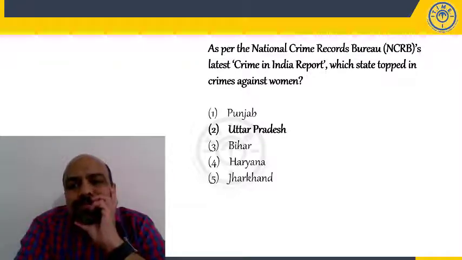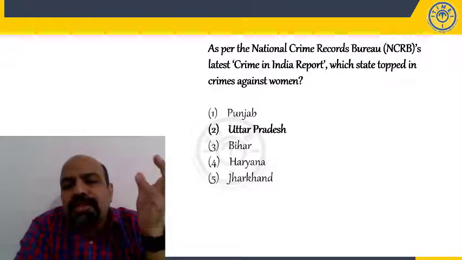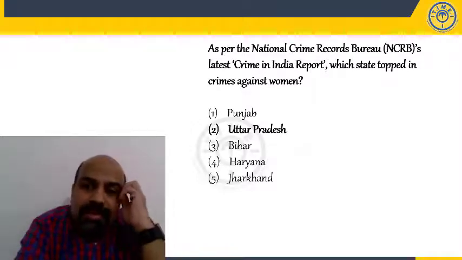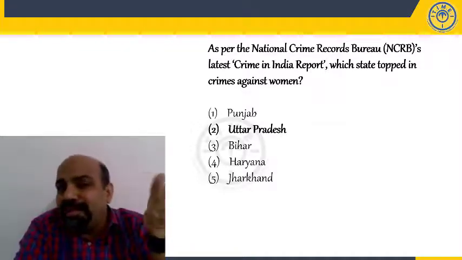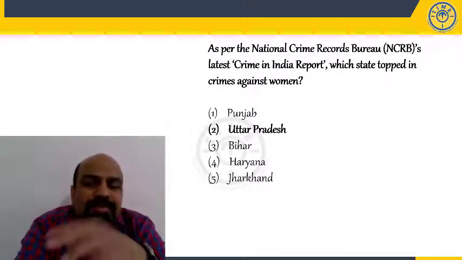Okay, so Uttar Pradesh's Chief Minister is Yogi Adityanath. Punjab is Amarinder Singh. And Uttar Pradesh, you could write one very different thing about Uttar Pradesh. No, I'm not talking about crimes and everything.